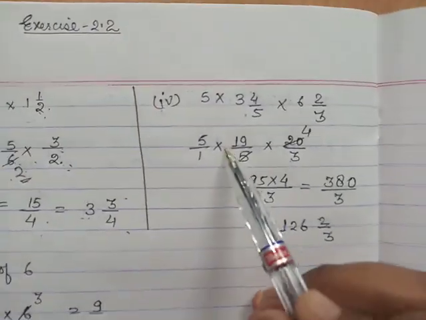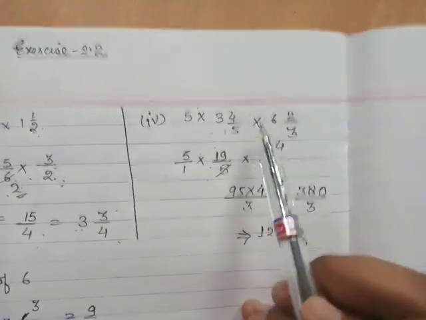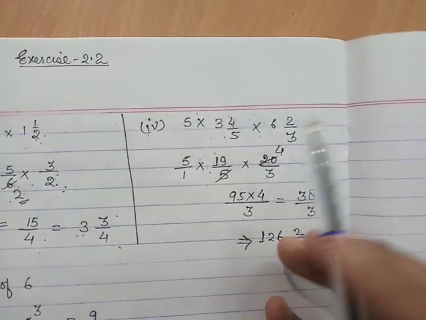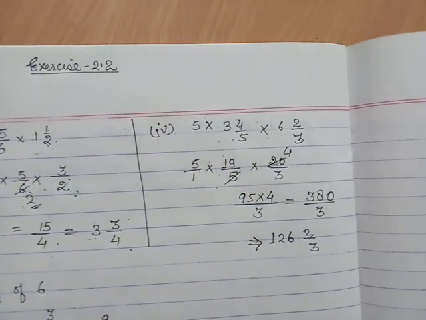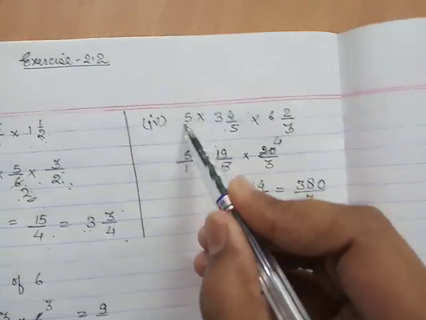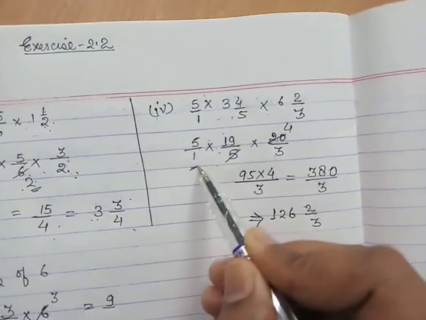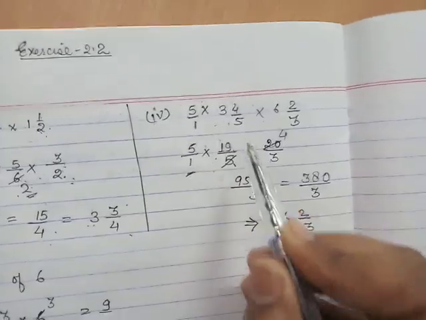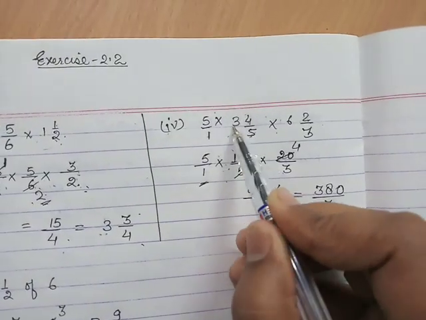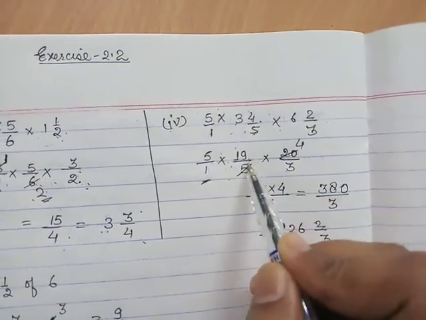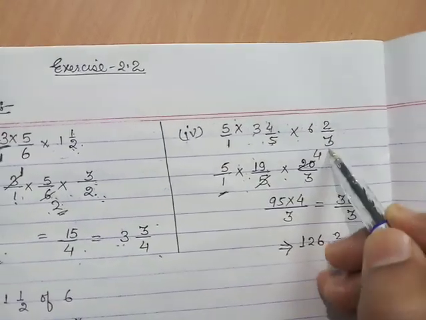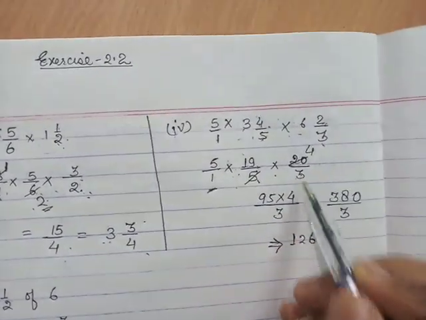You can see here 5 multiplied by 3 whole 4/5 multiplied by 6 whole 2/3. First of all, we will convert this into improper fractions. 5 has no denominator, so we consider 1. Multiplied by 19/5, that is 5 threes are 15 plus 4, 19/5. Multiplied by 3 sixes are 18 plus 2, 20/3.